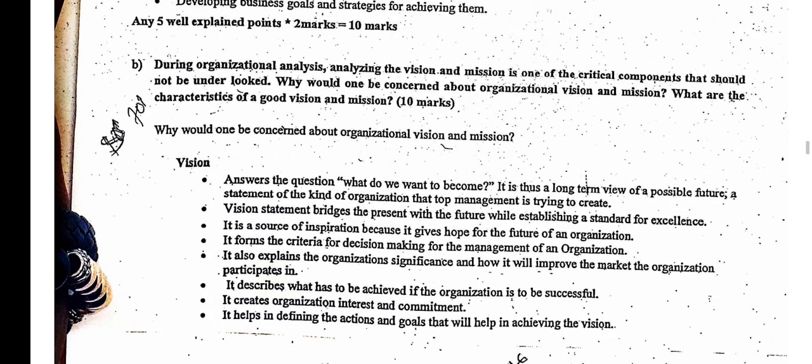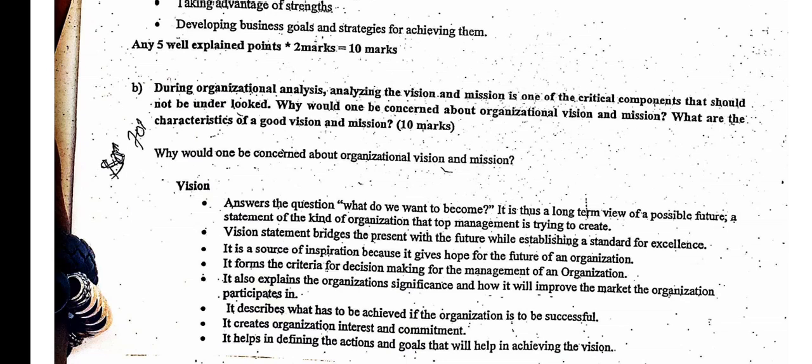Then another question is that during organizational analysis, analyzing the vision and mission is one of the critical components that should not be underlooked. Why would one be concerned about organization's vision, mission, and what are the characteristics of a good vision and mission? So here you're supposed to explain what a vision is, what a mission is, then give their characteristics. After, you give the importance of having a vision, importance of having a mission.